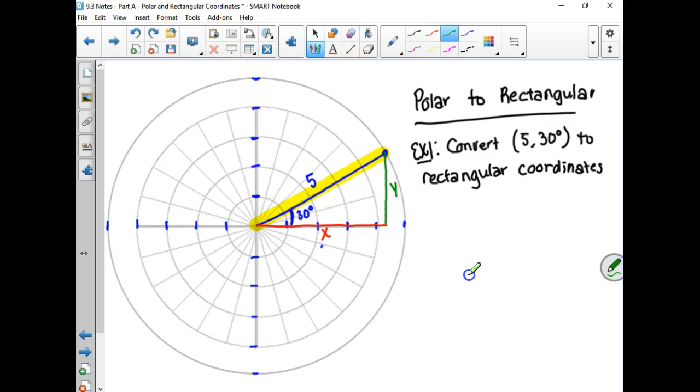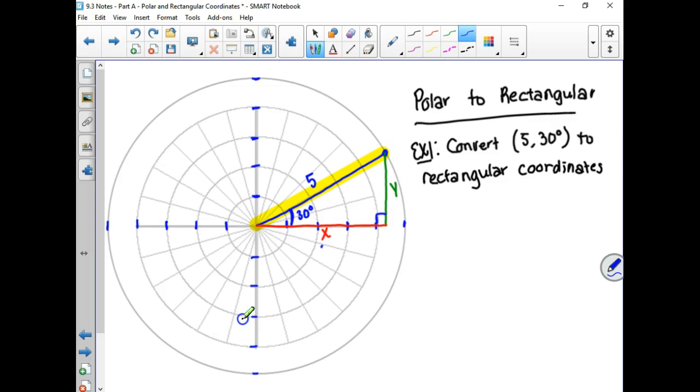So you should be seeing that that looks like a right triangle there. So we can use trig to solve this. Whenever we solve this, we've got 30 degrees here. It does not matter what you find first, x or y.